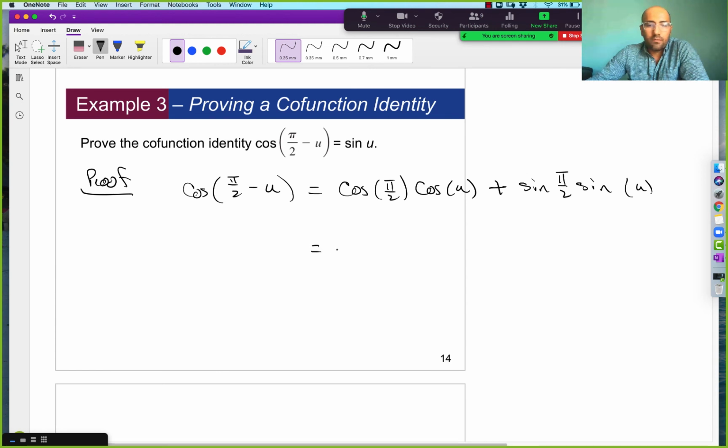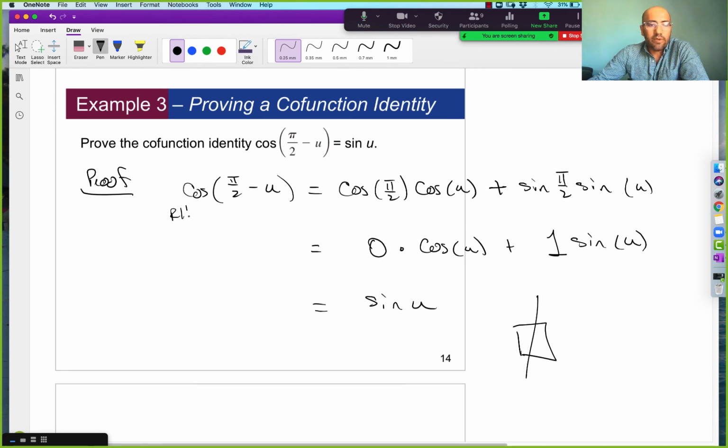Good. Cosine of pi over 2 is cosine of 90 degrees. This is a 0. So this is 0 times cosine of u plus sine of pi over 2 is a 1 times sine of u. So this whole thing just becomes sine of u. So we started with the left-hand side and ended up with the right-hand side, so we've proved it.